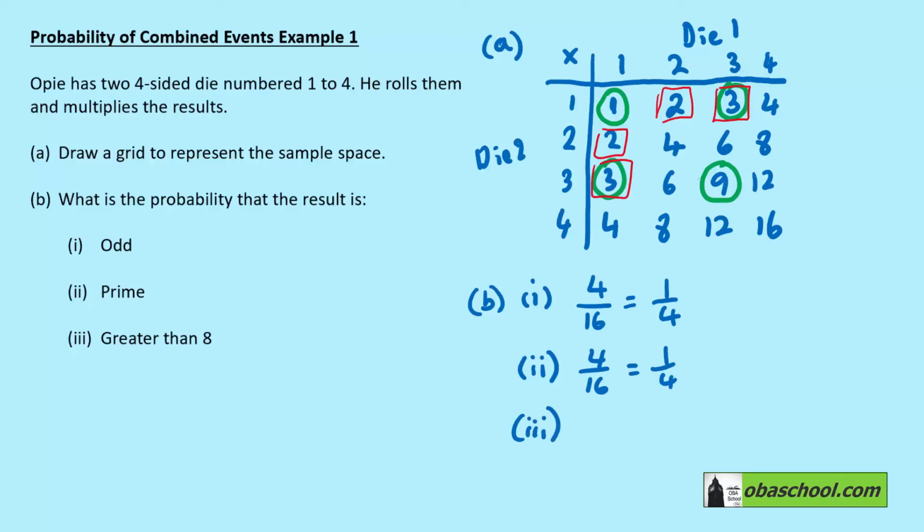And then finally, we want greater than 8. Now it's greater than 8, and so that's going to be that corner there. Greater than 8 doesn't include 8. So again, that is 4 out of 16, and that one is also a quarter.